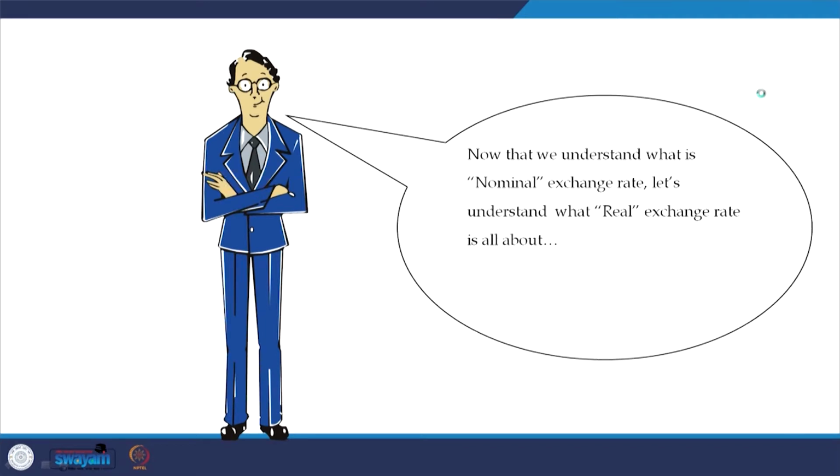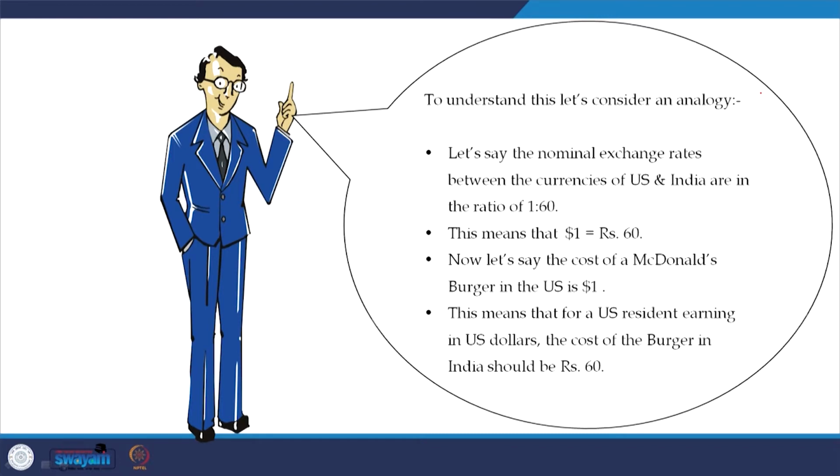Let us understand what we mean by real exchange rate and how it gets determined. So, in the same example of 1:60 we cited between US and India, $1 is exchanged for 60 rupees in India. To understand the real exchange rate, I have already given some basic information, but still, for your knowledge, it has to be adjusted with the relative prices of both the countries. So, let us take, for example, a McDonald's burger in both the countries. In the US, the McDonald's burger can be purchased at $1. So, this means that for a US resident earning in US dollars, the cost of the burger in India should be equal to 60 rupees.